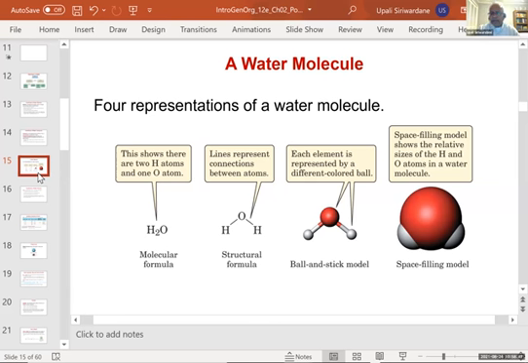We take the electron cloud of the atom and show how they are bonded to the other atoms with their electron clouds. So that's called space filling models, which are electron clouds. So they are more real than all these three: molecular formula, structural formula, and ball and stick model. So sometimes we show these different representations.